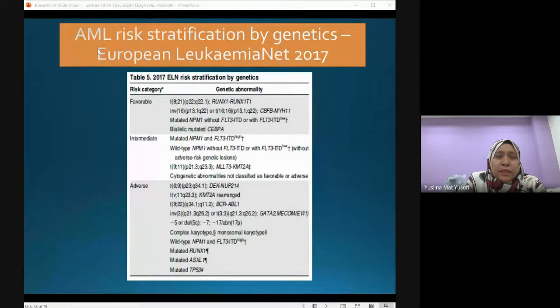And here is the risk stratification by genetics by European LeukemiaNet 2017. This is important because the clinician would like to know the genetic abnormality, because then they will know whether this patient has a favorable, intermediate, or adverse prognosis. From there they can have an idea to plan what type of chemo or therapy to give to the patient, whether to escalate or decrease the dose based on the prognostic factor.